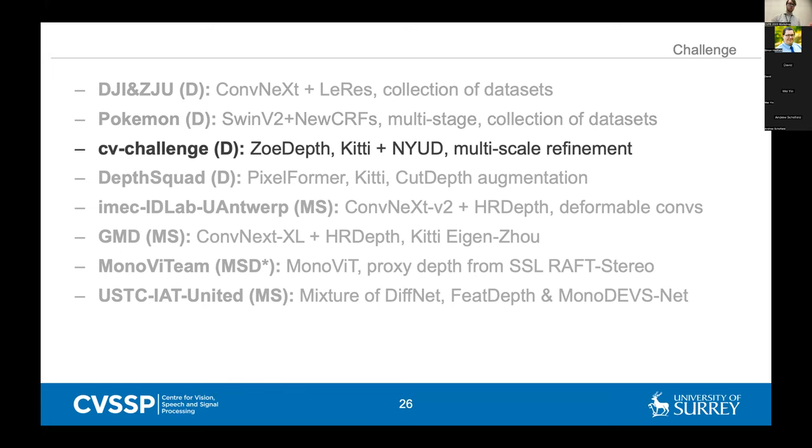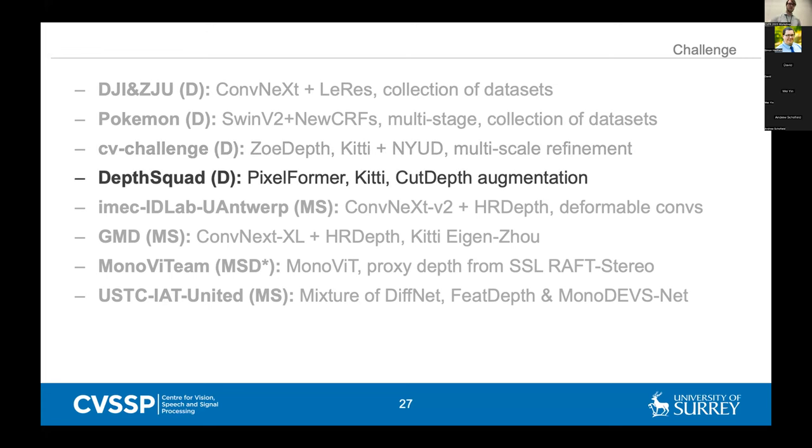Team CV Challenge based their method around ZoeDepth, which is actually an extension to things like MiDaS and DPT, which again are some of the most popular and well-known supervised methods at the moment. Since these methods tend to just give you relative depth, they fine-tuned it on either KITTI or NYUD, and then applied each model depending on the type of scene that we're evaluating. And in this case, they introduced the multi-scale refinement, which is based on Boosting Monocular Depth from CVPR a couple of years ago, I think now.